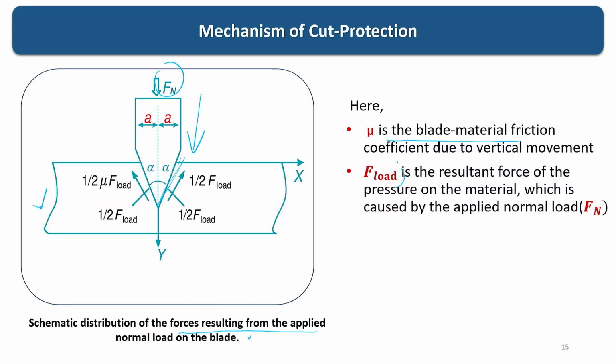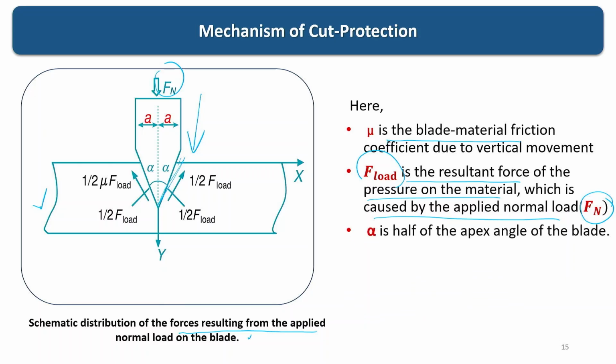So, F load is the resultant force of the pressure on material, which is caused by the applied normal load Fn. Okay. So, these are the load distributions, and alpha is the half of the apex angle of the blade. So, this is the apex angle, and this type of load distribution is there for any type of compressive cut.